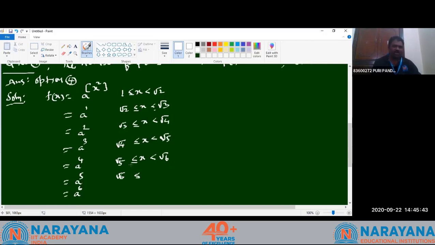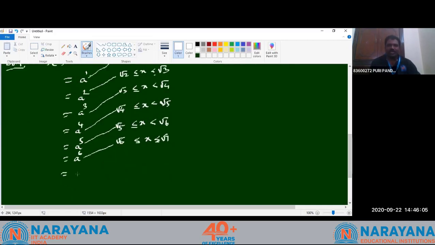That one is a power 1, like this you can take. Root 6 less than or equal to x less than root 7, and a power 7 when root 7 less than or equal to x less than root 8, like this is there, and then a power 8 when root 8 less than or equal to x less than 3.